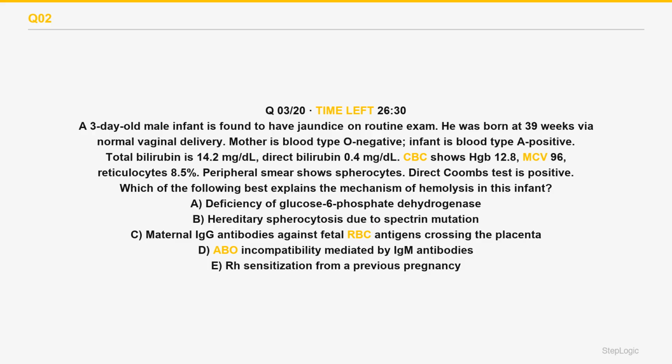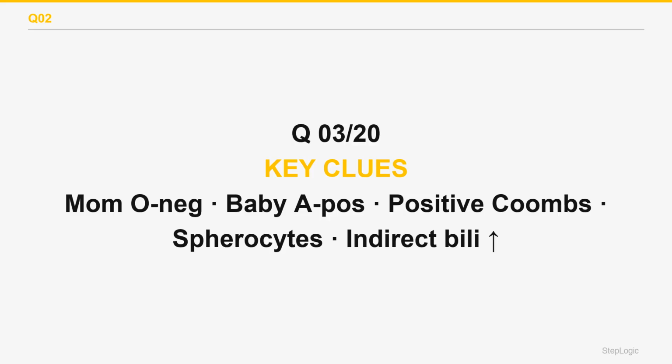Read the command. Mechanism of hemolysis. Positive Coombs test, spherocytes, indirect hyperbilirubinemia, mother O negative, baby A positive. Hemolytic disease of the newborn.